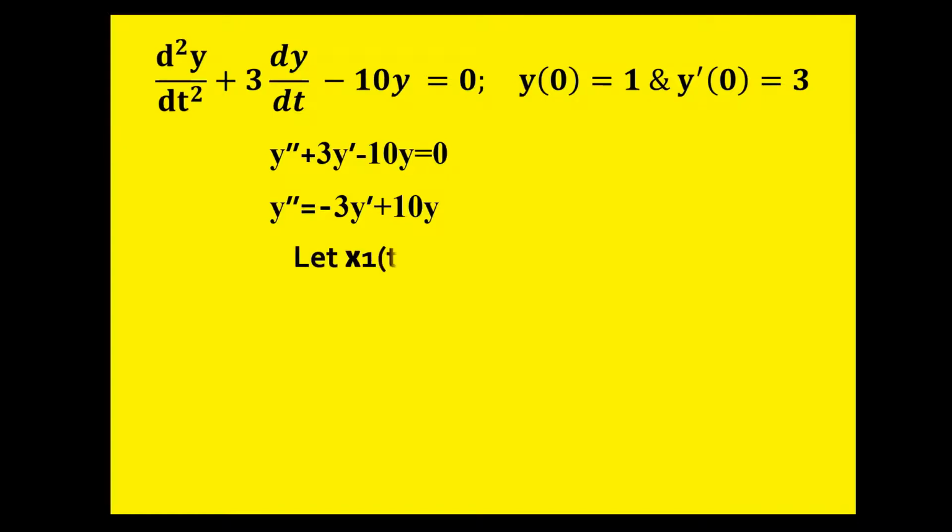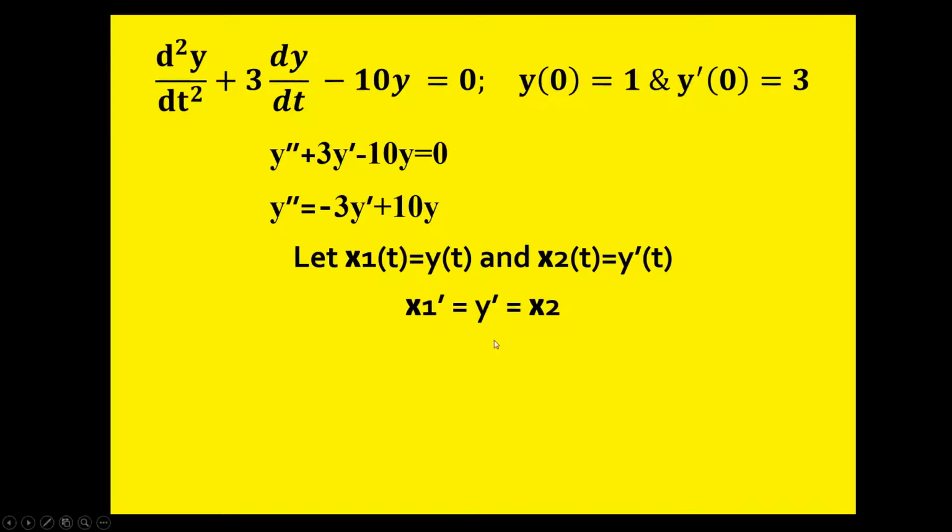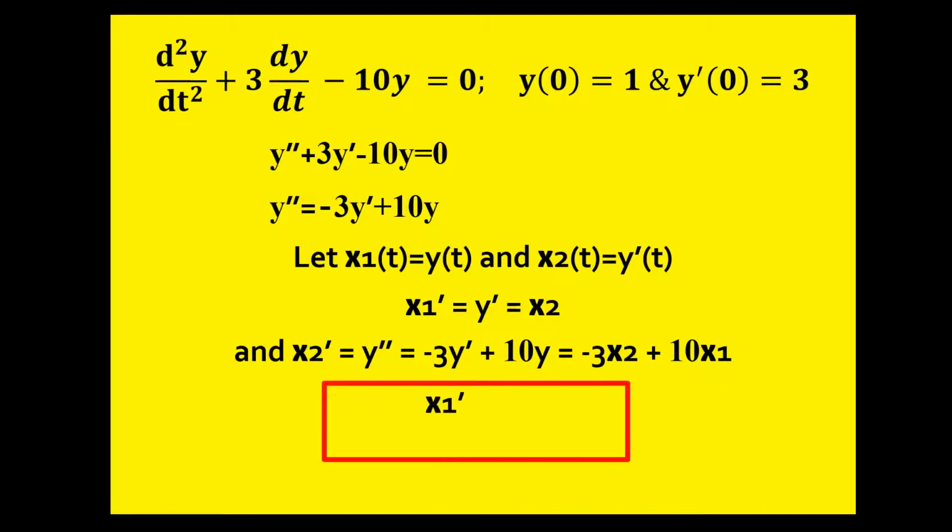Let x1 is equal to y and x2 equal to y prime, or first derivative of y. So x1 prime is equal to y prime equal to x2, and x2 prime equal to y double prime equal to minus 3y prime plus 10y, which is equal to minus 3x2 plus 10x1. So finally we got two first order differential equation, x1 prime equal to x2 and x2 prime equal to minus 3x2 plus 10x1.